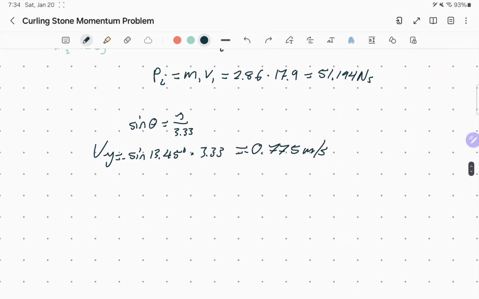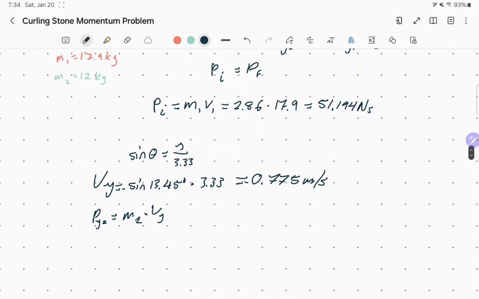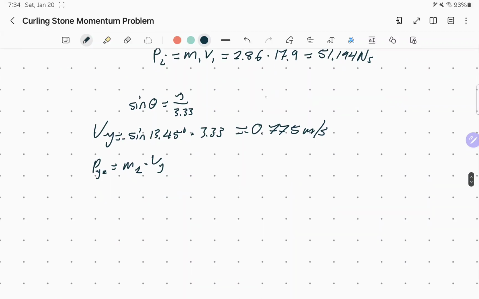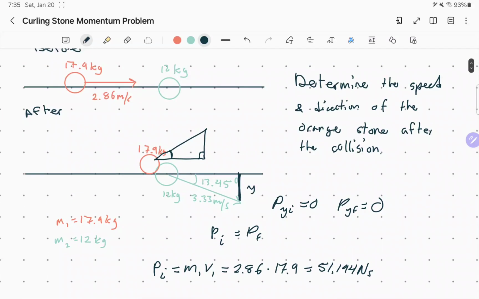If we know that this is the y velocity, and we multiply m2 times vy, we get py of the second stone. And we know that this py of the second stone should be equal to the exact opposite of py of the first stone, because they need to cancel out to make 0. So in this case, we will multiply the mass, which is once again 12 kilograms, times this velocity, which gives us 12 times 0.775, 9.3 newton seconds. So that means this must be 9.3 newton seconds.